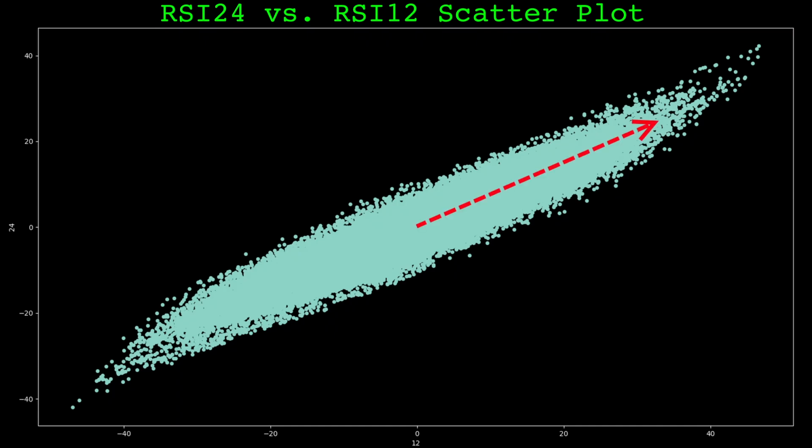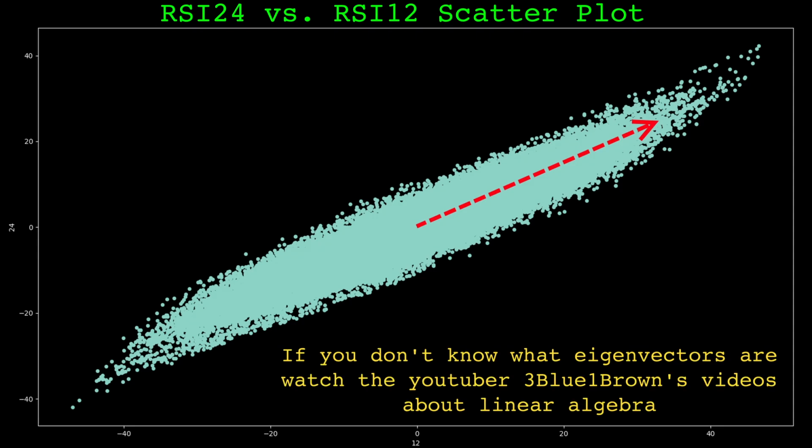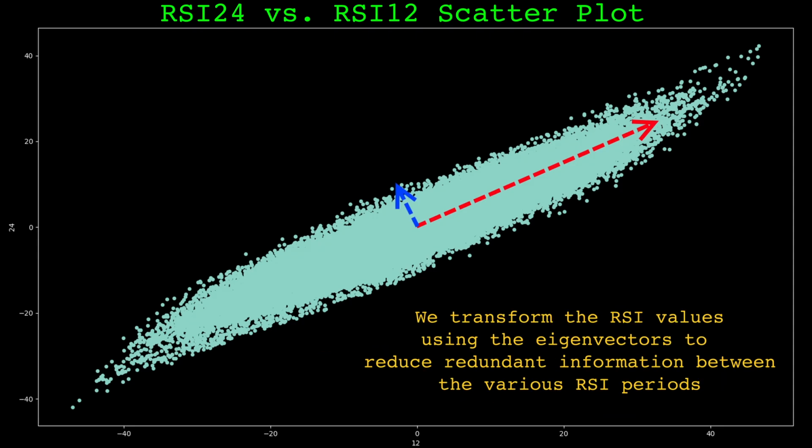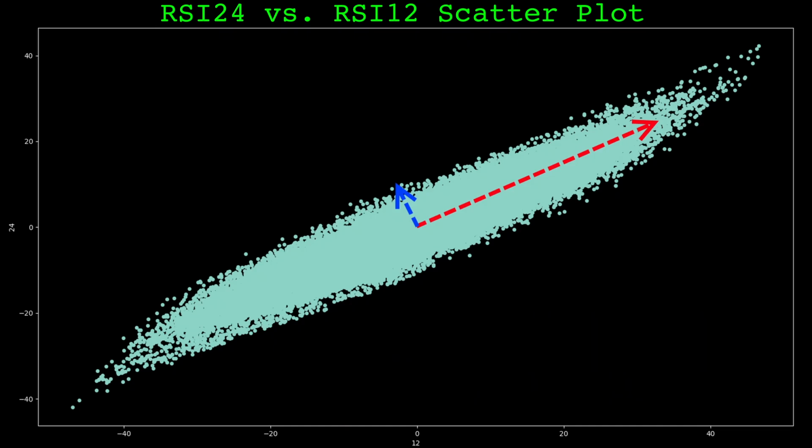This red vector is on the axis with the most variance among these two variables. The red vector is the eigenvector associated with the highest eigenvalue. This blue vector is the other eigenvector. There isn't as much variance along this axis. Most of the information is along the axis of the red vector. This example is just 2 dimensions. We're going to do the same procedure using the 23 different RSI periods. We cannot visualize 23 dimensions, but conceptually it is the same.